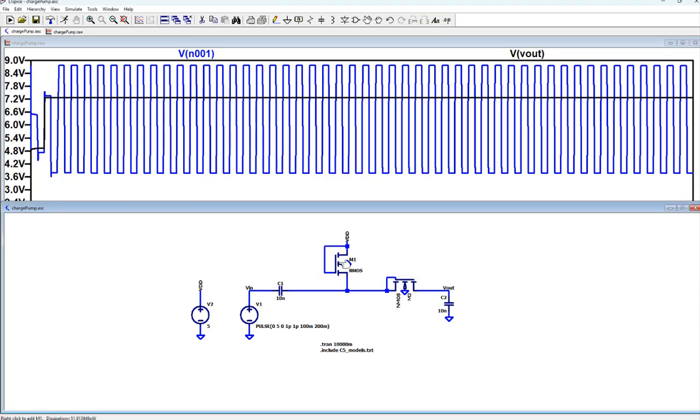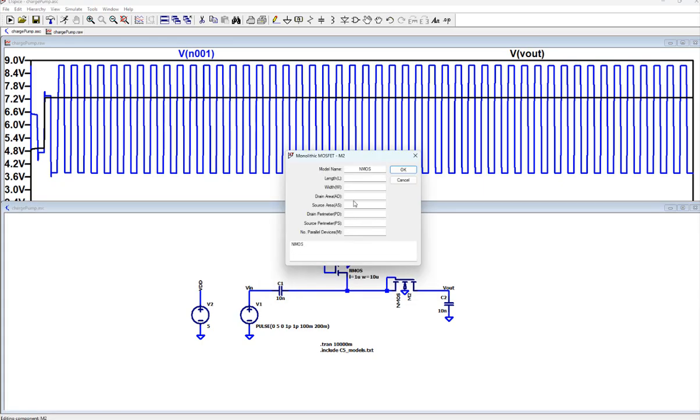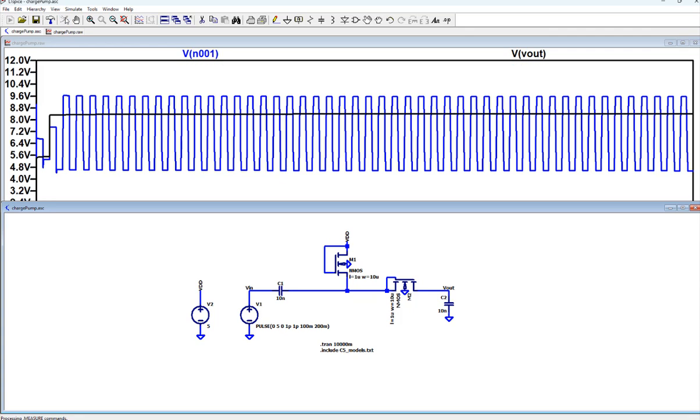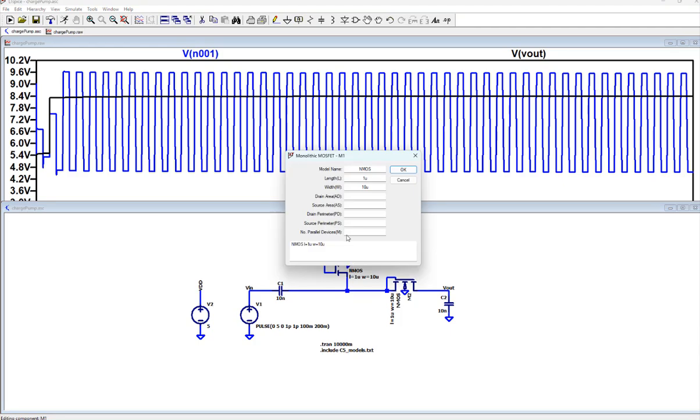So control right click, you can make this visible. 10 micro, 1 micro. Let's do a 10 to 1 width to length ratio and see if this will help a little bit. It goes up a little bit. Now let's keep doing that. So charge pumps really require pretty fat transistors, because it's charging up the cap using the channel, right? So now let's do 100 micro.